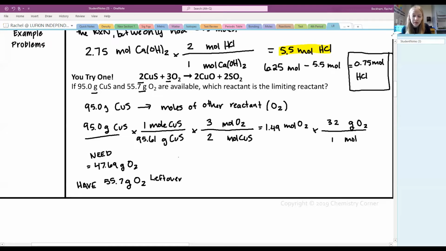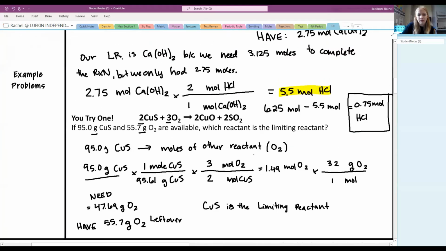So I have leftover oxygen. Okay, so which one is going to be my limiting reactant? It's going to be the copper sulfide. So CuS is the limiting reactant. Okay, because I needed 47.69 grams to complete that reaction and I had leftover oxygen. So therefore the one that limits us has to be the other one. Copper sulfide is the limiting reactant.